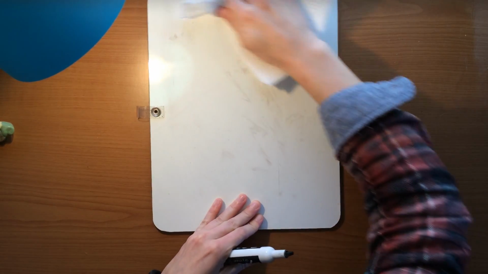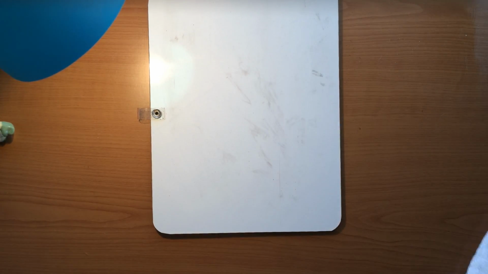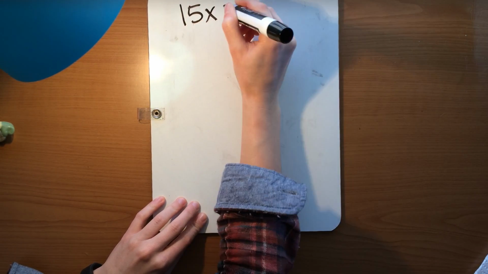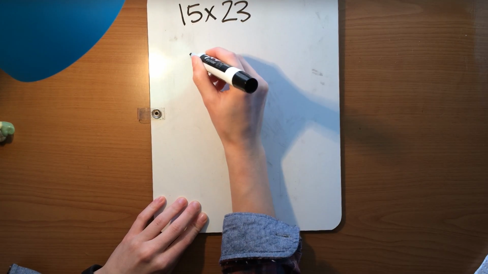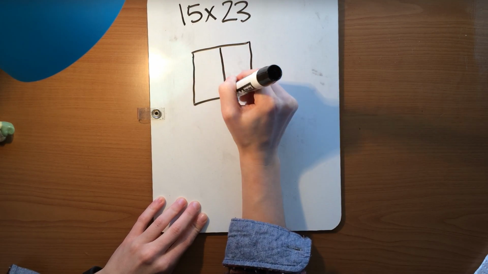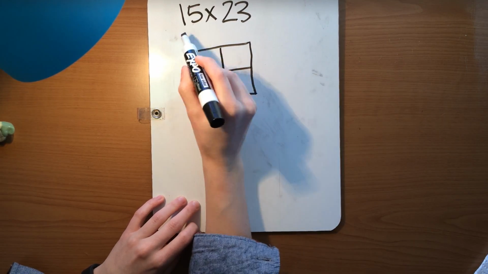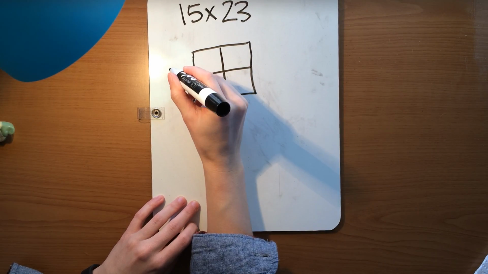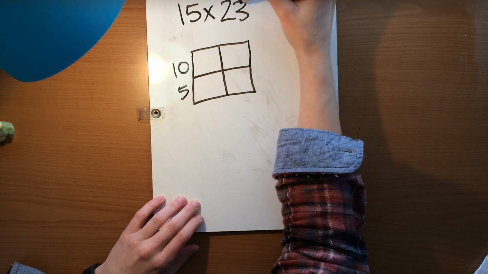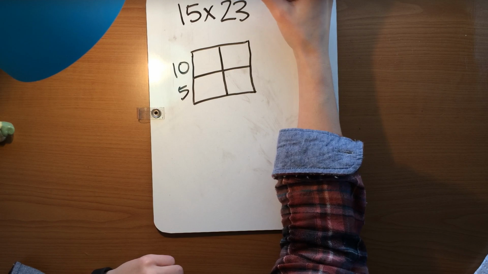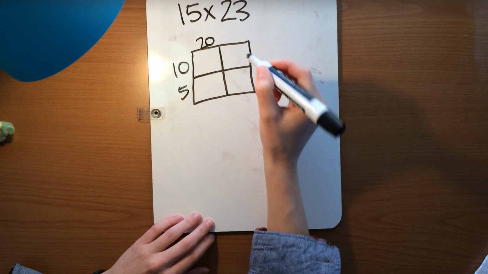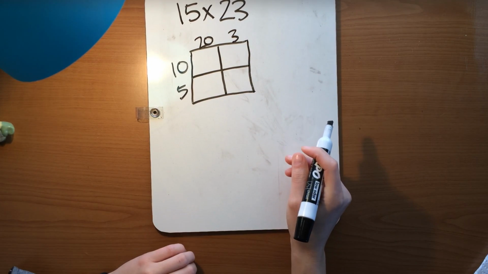So let's go ahead and do a second problem. We'll do 15 times 23. We'll come make our box down here. And in the 15 we see we have a 1 in the tens place, representing 10, and a 5 in the ones place. Moving across to 23, not a 1, but a 2 in the tens place, which would be 20, and a 3 in the ones place, giving us 3.